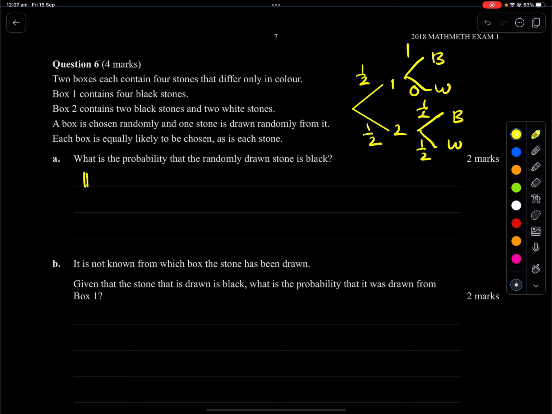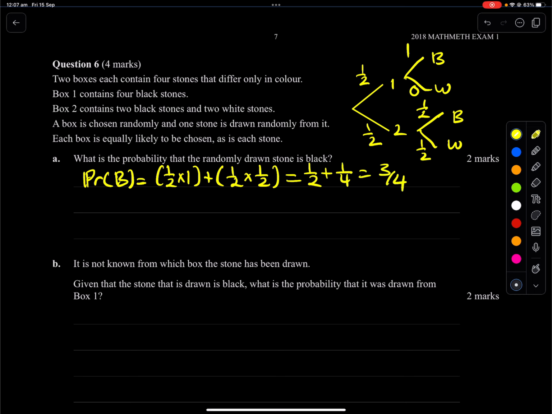So we want to find the probability that a randomly drawn stone is black. So for black, what do we know? It is half times 1 plus half times half, which is half plus 1 over 4, which is 3 on 4. Is that right? Looks good. It's 3 on 4.